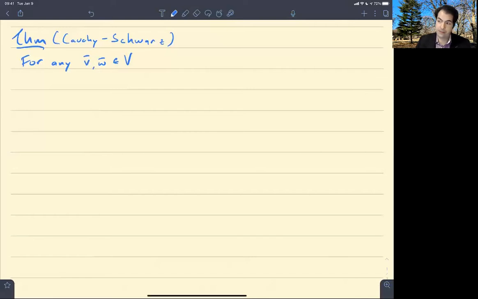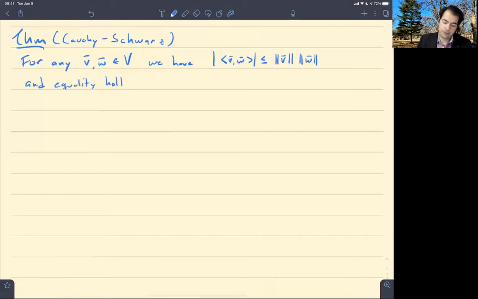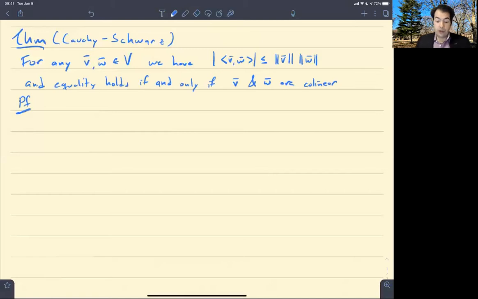So if you have any two vectors v and w, then we have that the modulus of the inner product, the inner product being a scalar, is bounded above by the size of v times the size of w, the product of the norms. And equality holds if and only if v and w are collinear. So one of them is a multiple of the other one. Okay. So let's prove this.